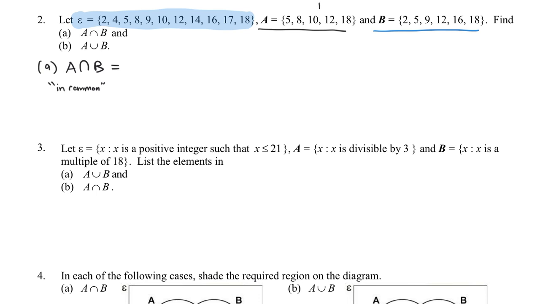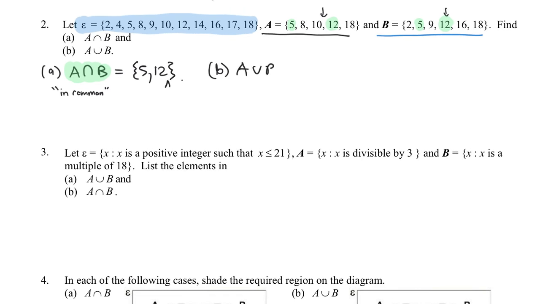So I take a look at set A and set B over here. What's in common? Yeah, I see a 5 that's in common, and also a 12. So that's in common. So A intersect B is the set of the two elements 5 and 12. Next, A union B. Recall union means to add everything up. So I start from smallest to biggest in ascending order: 2, 5, 8, 9, 10, 12, 16, and 18. Done.